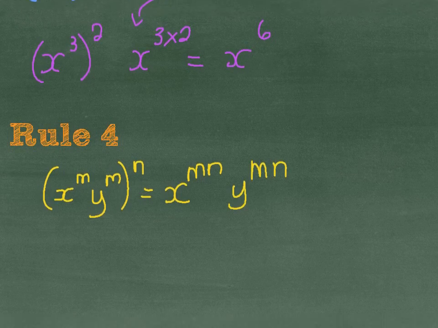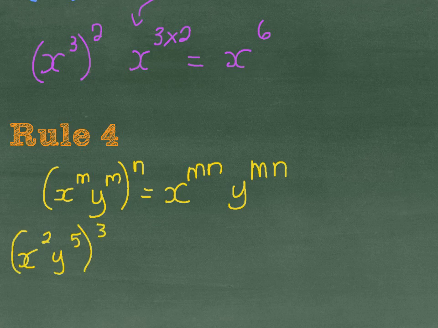Let me just give you a very simple example of this. If I have something like x to the 2, y to the 5, and in brackets all to the power of 3, what you need to do is basically multiply all the exponents by that 3. So you get x to the 6, y to the 15. And that's it.